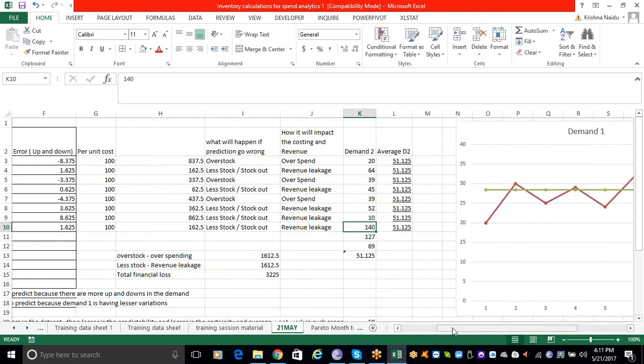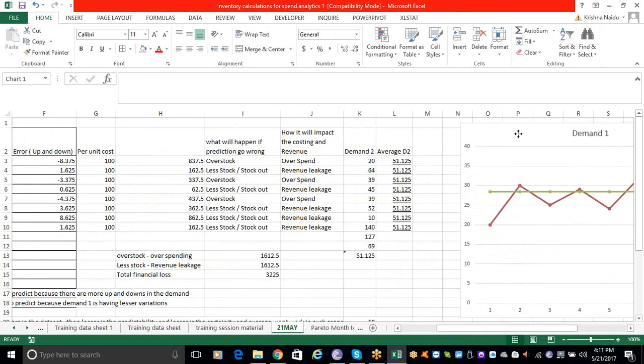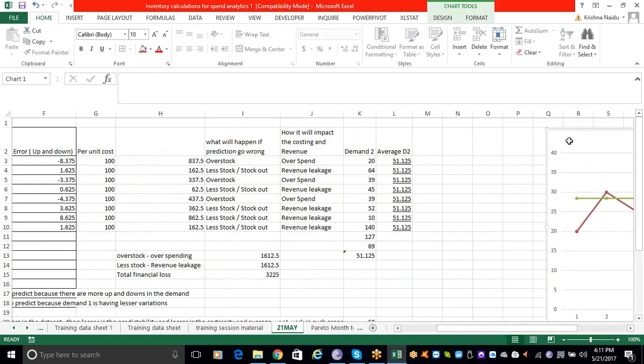We will tackle this data variation, the ups and downs, after doing the same thing we did for demand one. Tackling means we have to reduce the variations. Once we reduce the variations, we will improve the prediction. The entire challenge is the variation, and in statistical language, the variation is also called noise. Noise means we're not getting a clear picture.